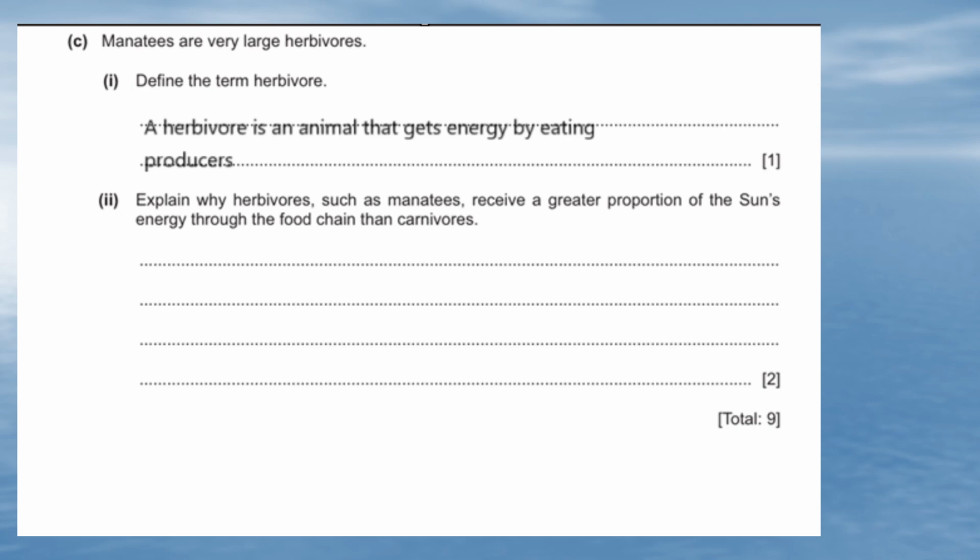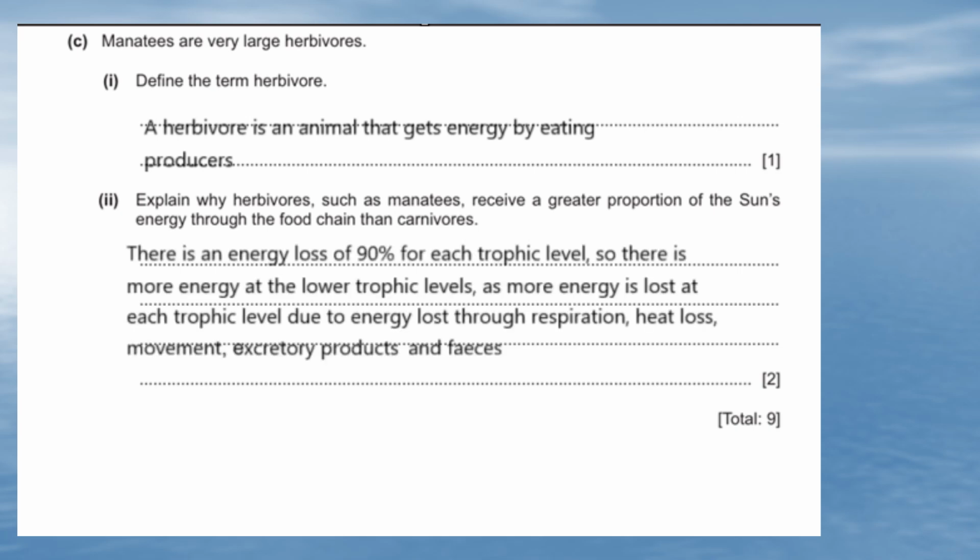And they then ask why herbivores receive a greater proportion of the sun's energy through the food chain than carnivores. It's a 2-point question, so you have to come up with 2 things. So I'll say there is energy loss of 90% for each trophic level. That's one thing. So there's more energy at the lower trophic level. And then my explanation: more energy is lost at each trophic level due to energy loss through respiration, heat loss, movement, excretory processes, and feces.